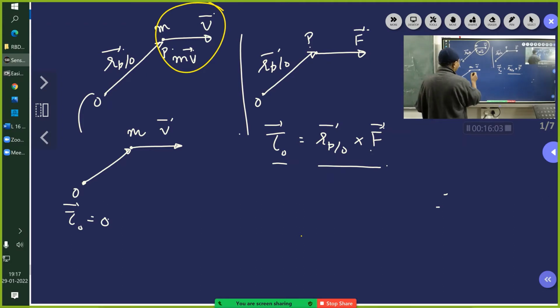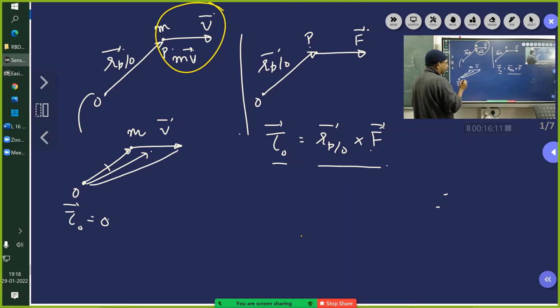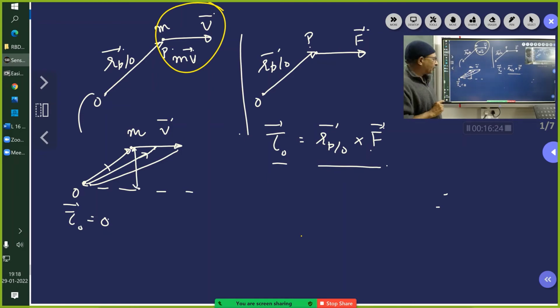But as I said yesterday, this point is moving, so this r bar vector, this theta, is changing. It is rotating rapidly, no doubt. But you see, the perpendicular distance from this is not changing. So angular momentum is constant. But what about omega? Omega is not constant.